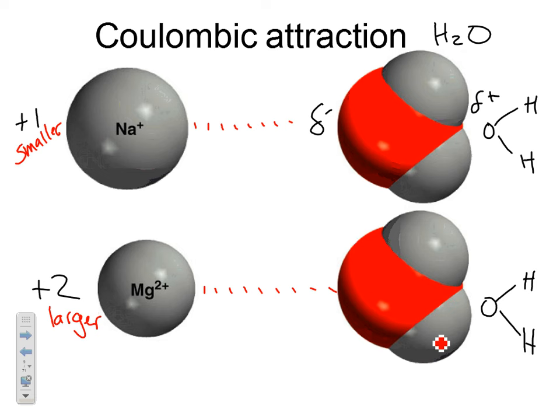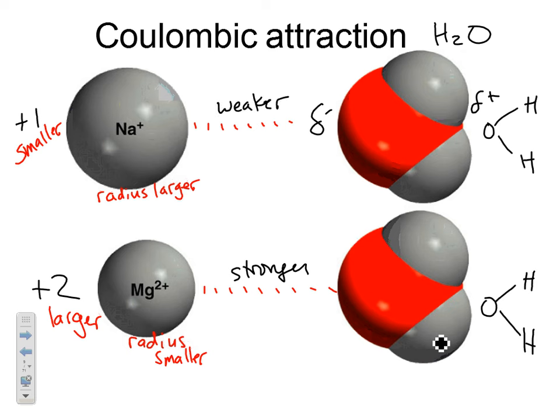Moreover, because the radius of sodium is larger versus the magnesium ion, which is smaller, all of this points to this being a stronger interaction. Again, Coulombic forces: the magnesium ion is smaller, so it can get closer to the water molecule, and the sodium ion has a weaker ion-dipole force with water.